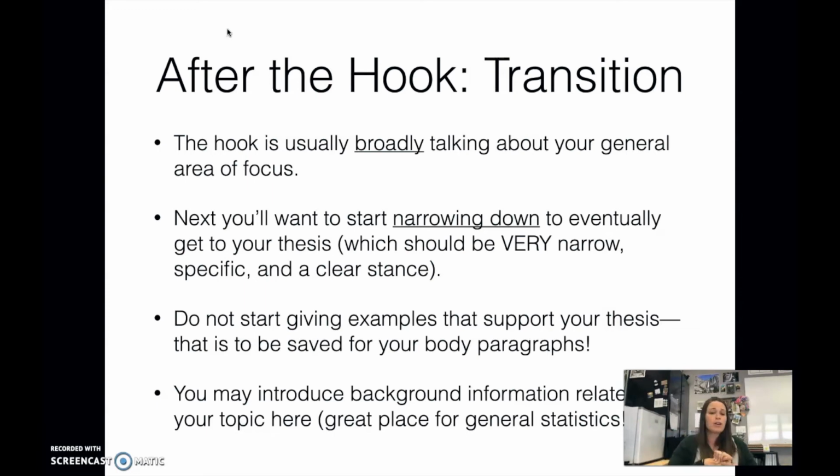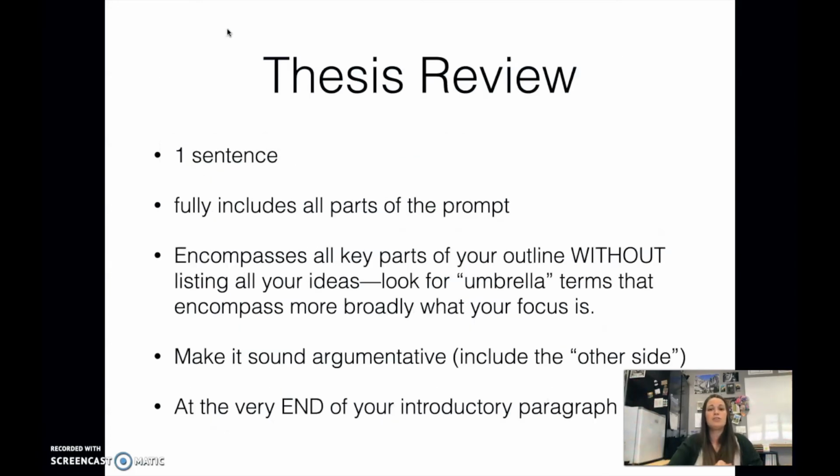After the hook, don't start giving examples that support your thesis. That should be saved for your body paragraphs. However, you may want to introduce background information related to your topic. Okay, this also would be a good spot for statistics if you didn't start with one. So again, we've got the hook, which is broadly talking about your topic. Now we're going to start to transition and narrow down into your thesis.